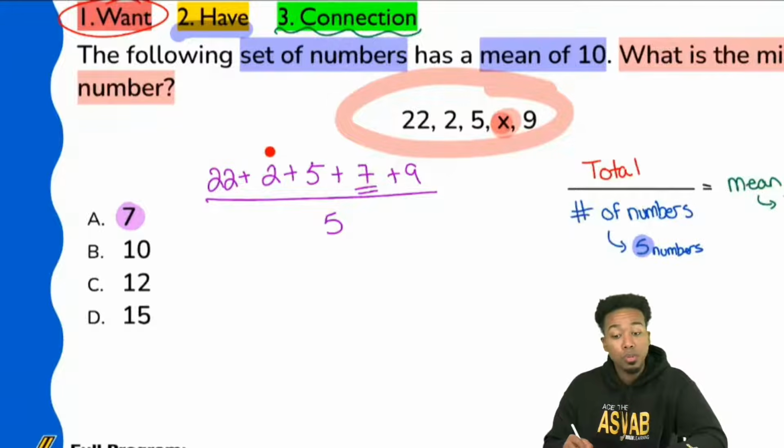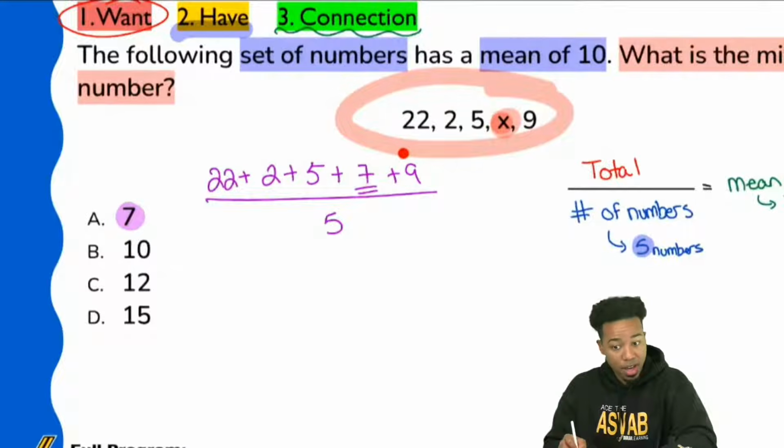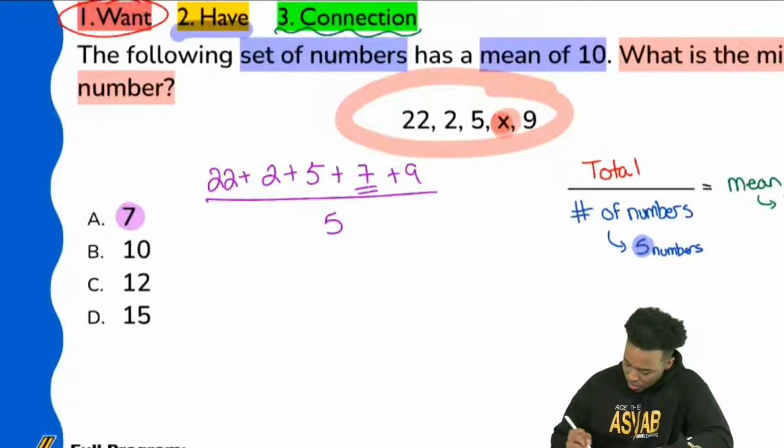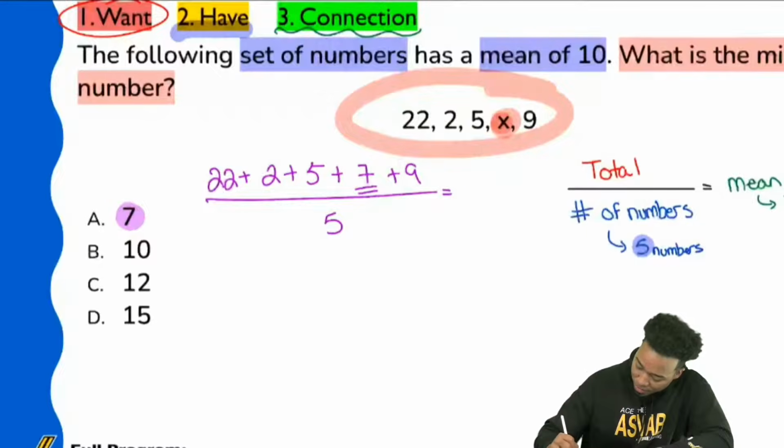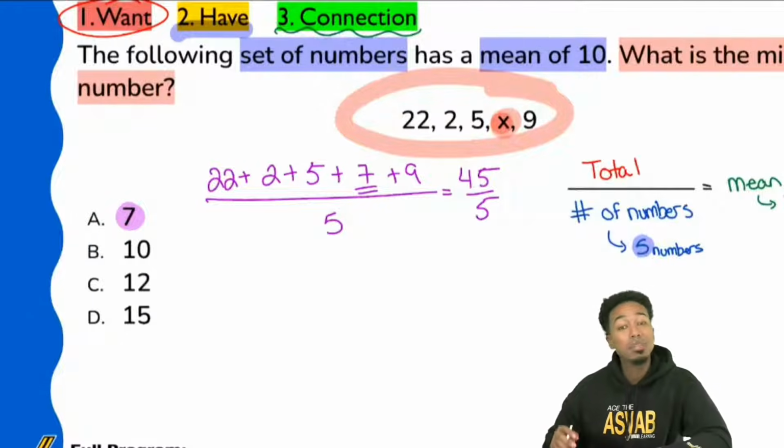Everyone, let's count it out. 22 plus 2 is 24. 24 plus 5 is 29. 29 plus 7 is 36. 36 plus 9 is 45. 45 divided by 5 is what? That's going to be 9.